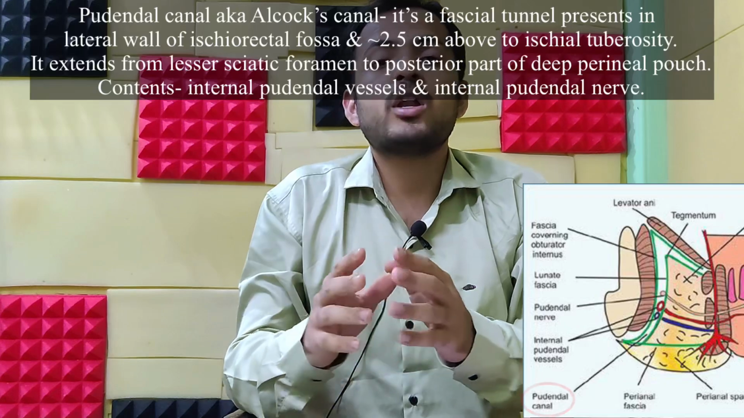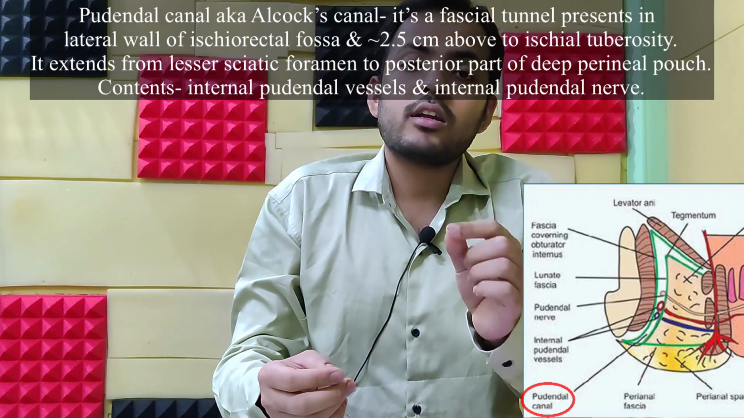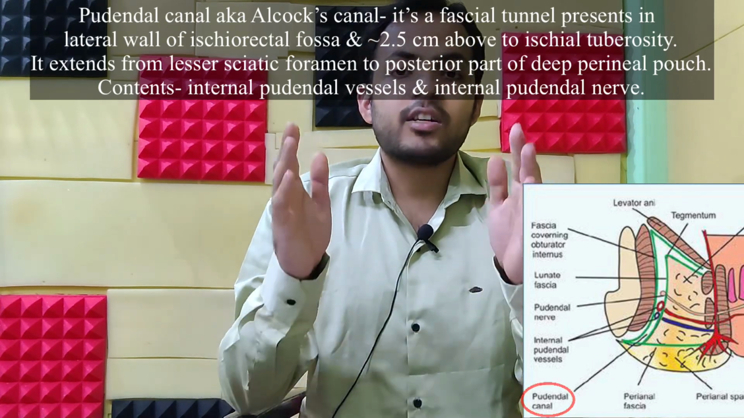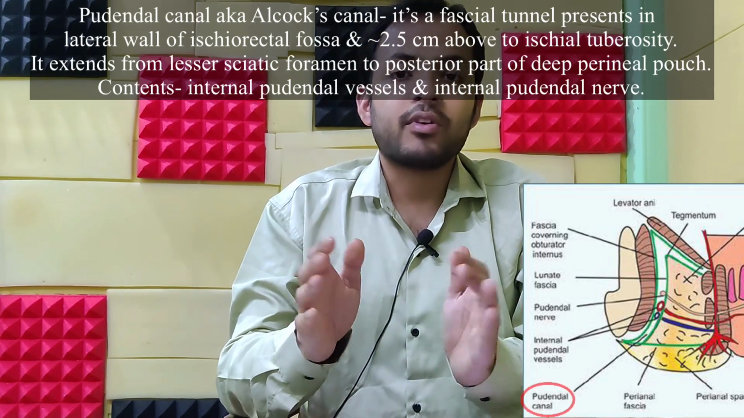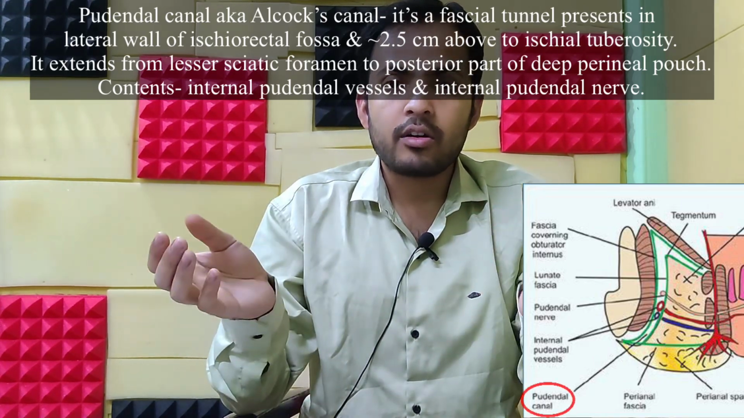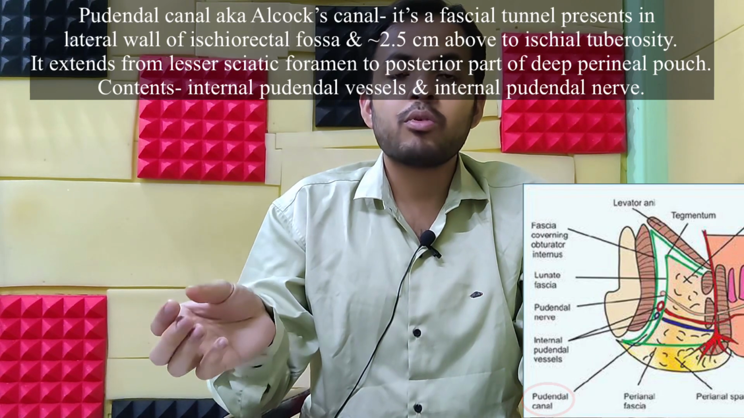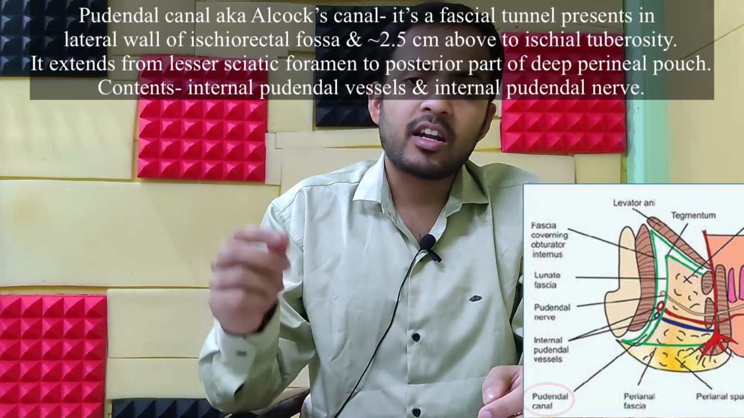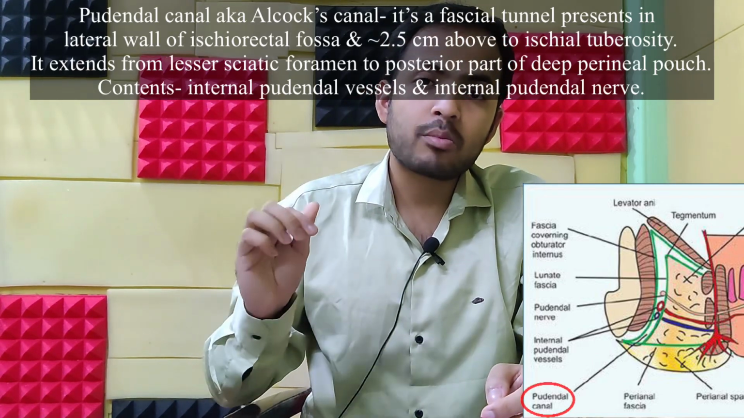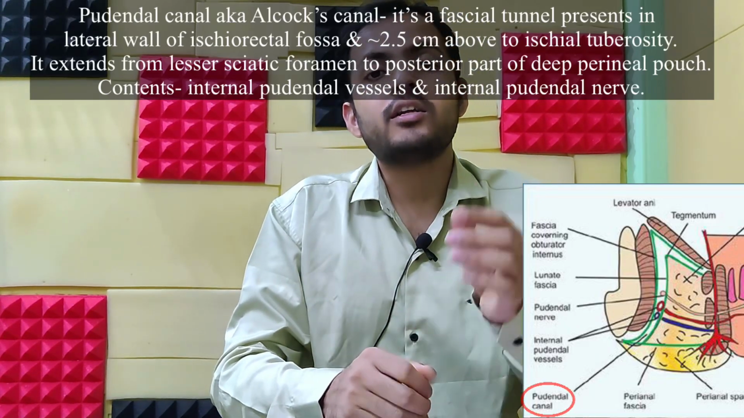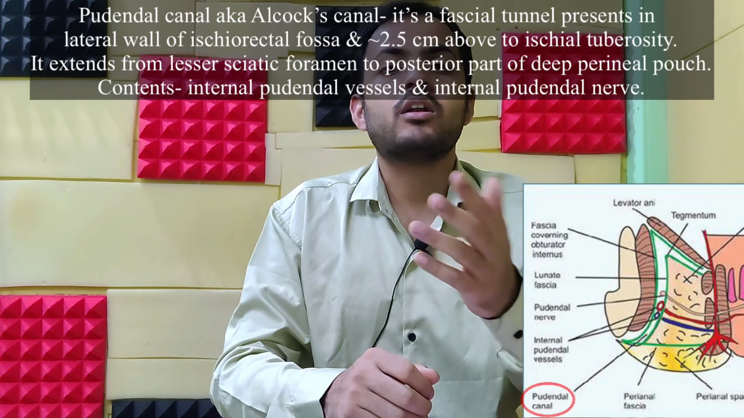And now this ischiorectal fossa is also related to the pudendal canal. This pudendal canal is also known as Alcock's canal. It is basically a fascial tunnel, a tunnel made by fascia, present in the lateral wall of this ischiorectal fossa and almost 2.5 cm above the ischial tuberosity. It extends from the lesser sciatic foramen to the posterior part of the deep perineal pouch. The contents are the internal pudendal vessels along with the pudendal nerve.